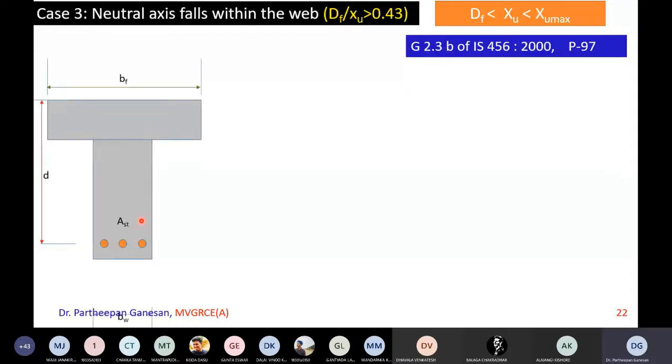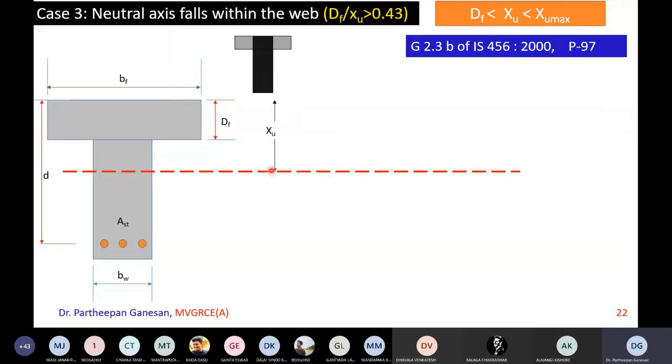That is the next case. Now again, Df by xu is greater than 0.43, which means your xu is greater than Df. That means your neutral axis falls outside the flange and is less than the critical neutral axis depth. Now again, same thing. This reference I will come back to later. Again I am going to take this T-beam as one rectangular beam plus the flange.